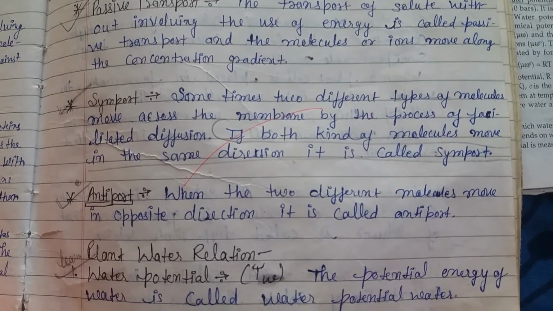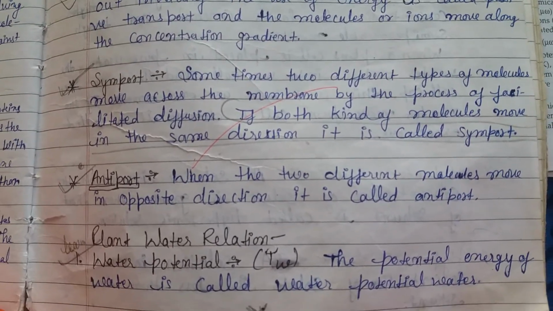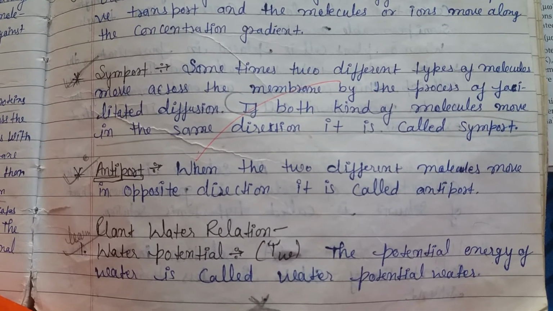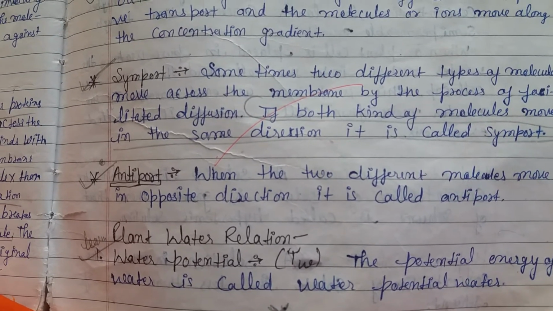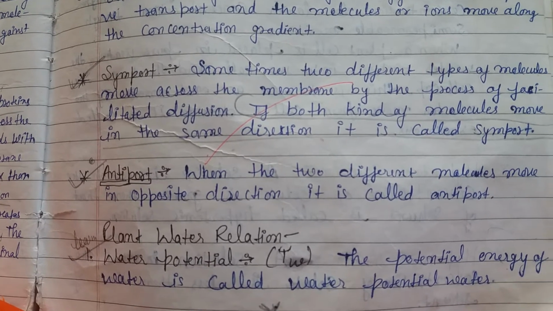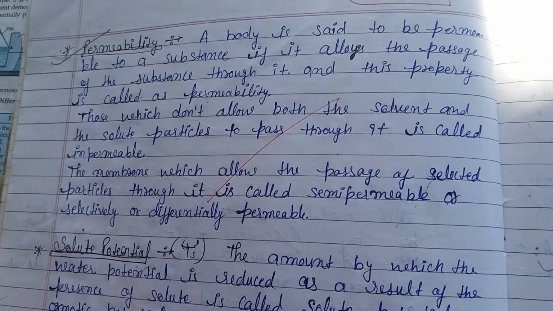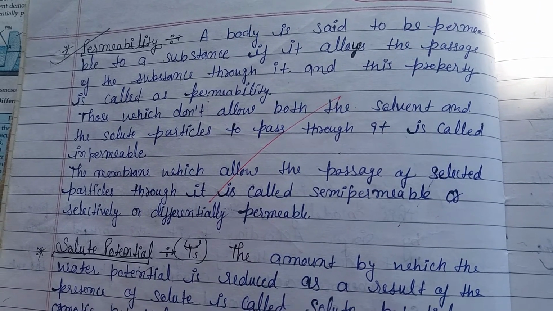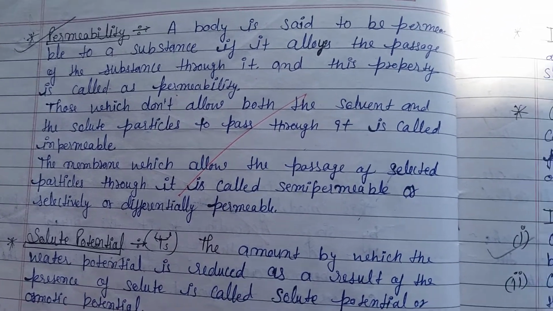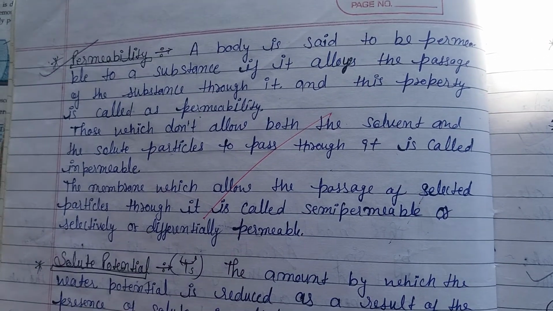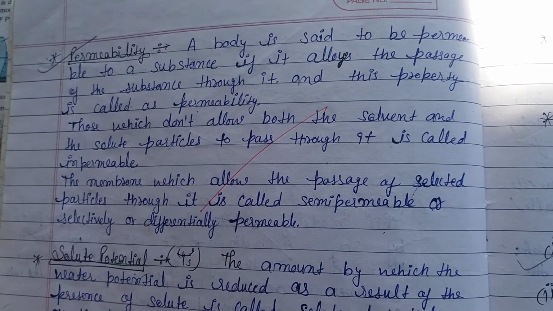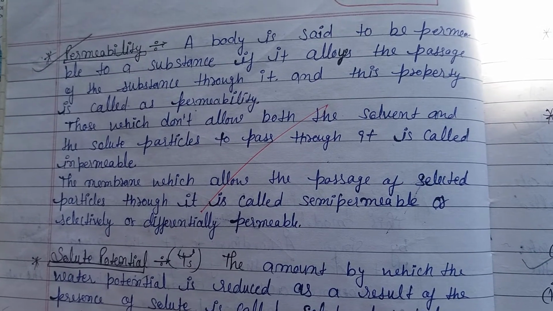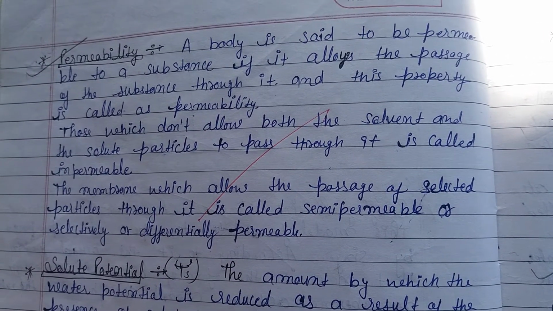Now what is plant water relation? Plant water relation, first one is water potential. The potential energy of water is called water potential. Now permeability, a body is said to be permeable to a substance if it allows the passage of the substance through it, and this property is called permeability.